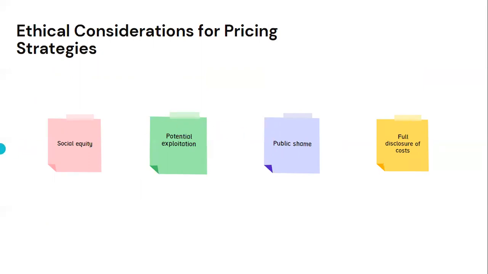So we also need to consider the ethical issues that might arise during the stage of this campaign, the pricing strategy stage. These ethical issues can be issues of social equity, potential exploitation, impact and fairness of public shame tactics, and lastly, full disclosure of costs when adopting the desired behavior.